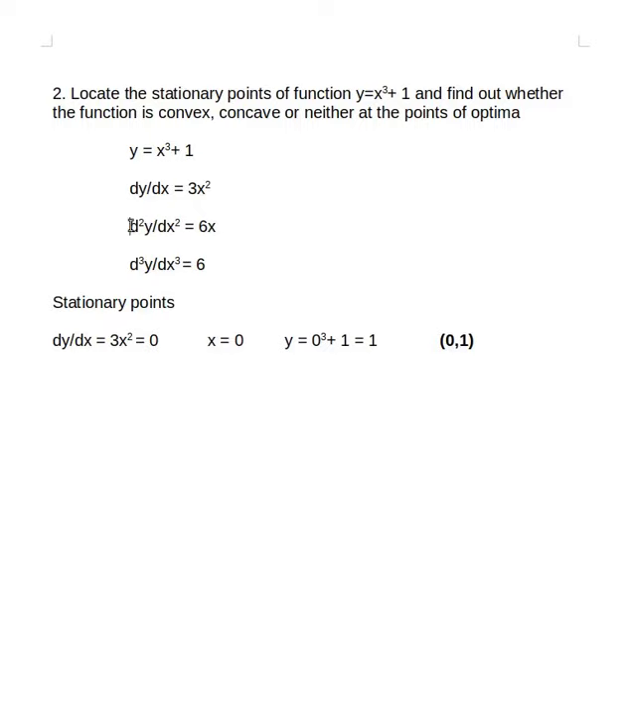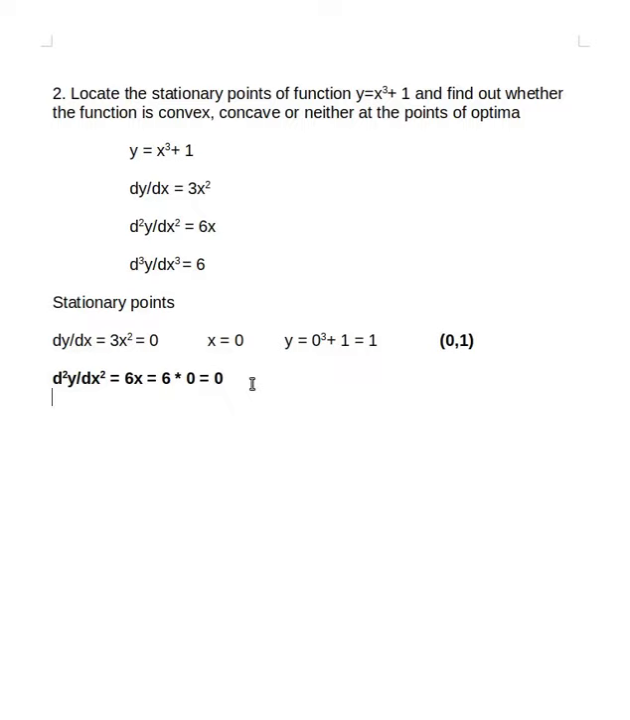So for that we will find the second derivative, that is d square y by dx square equal to 6x, and we substitute the value of x in the second derivative. So we get x equal to 0, so 6 into 0 equals 0. Here comes the twist: the second derivative d square y by dx square is equal to 0.